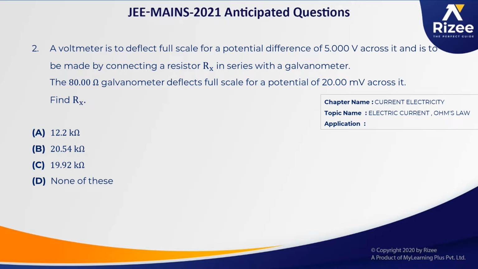a voltmeter. So the voltmeter deflects to full scale. For the full scale deflection, he has given a potential difference of 5 volts across it. It is also made by connecting a resistance Rx in series. This is another important one. And the galvanometer resistance he has given, let us take it as G, which gives a full scale deflection at a current of 20 milliamperes across it.